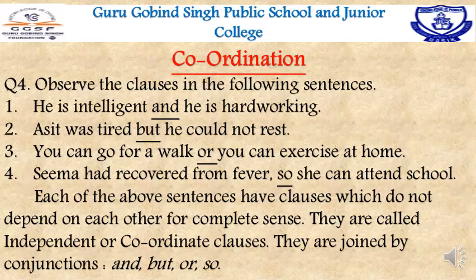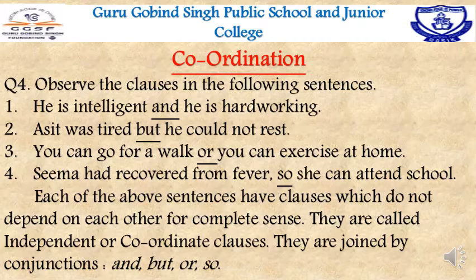Here the clauses are: Asit was tired, and the next one, he could not rest. The conjunction is "but". Now the third: you can go for a walk or you can exercise at home. The clauses are: you can go for a walk, you can exercise at home, and the conjunction is "or". Now the fourth one: Seema has recovered from fever so she can attend school. The clauses are: Seema had recovered from fever, she can attend school.